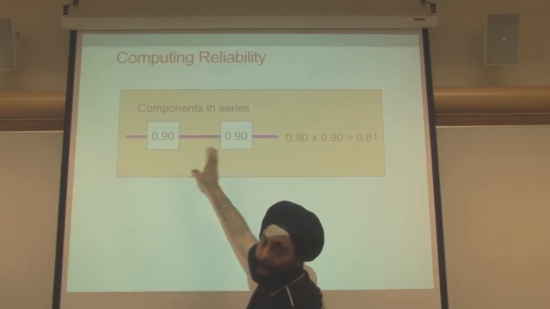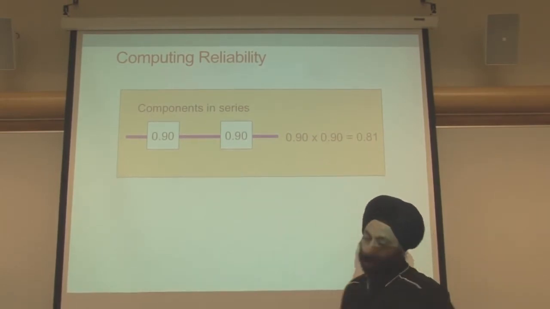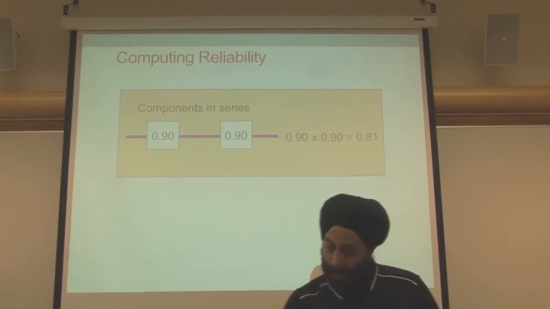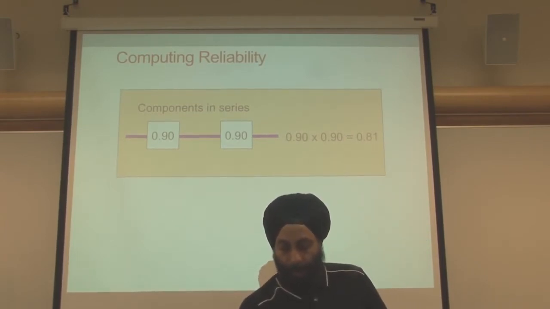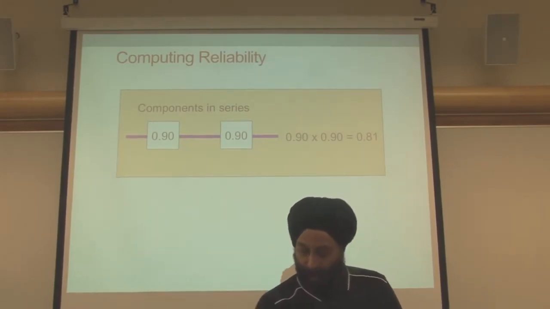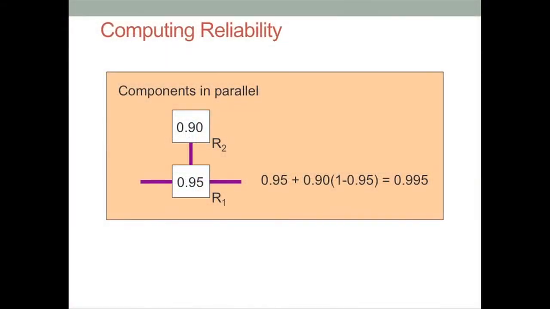It's an AND environment. That means you have to multiply it to come up with 81%. So this is the number when 81 out of 100 times both the first component and the second component will be working. In contrast, when you have components in parallel, this represents a backup system.